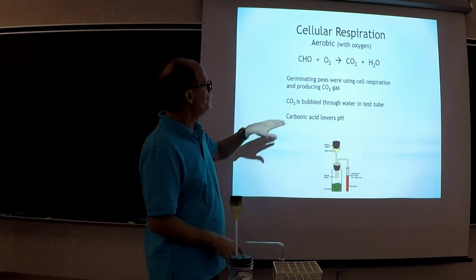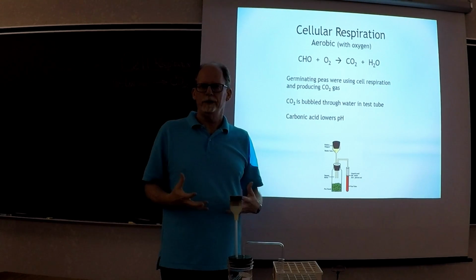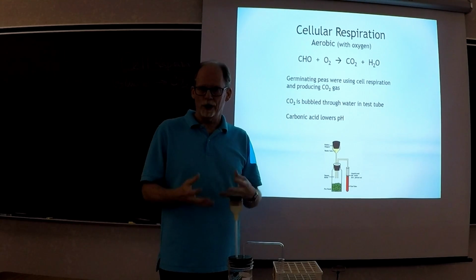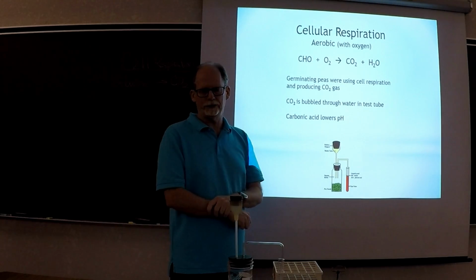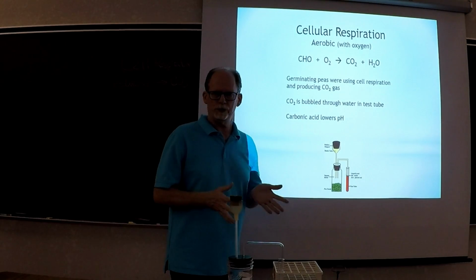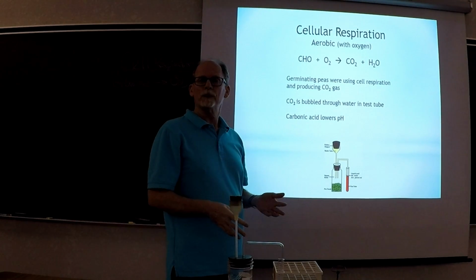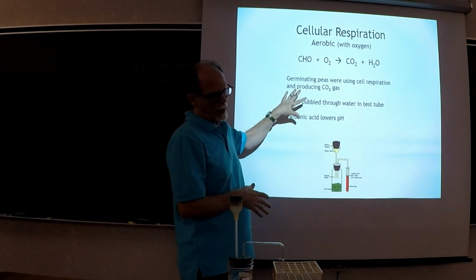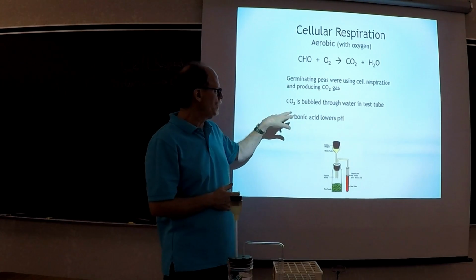So the germinating peas are using that and generating CO2 to make a pea plant. That's what peas do. They're becoming a pea plant. Don't confuse this with photosynthesis that we're doing in the next lab. These peas are not photosynthesizing. They're using cell respiration and producing CO2.